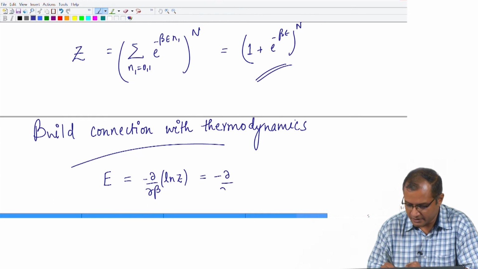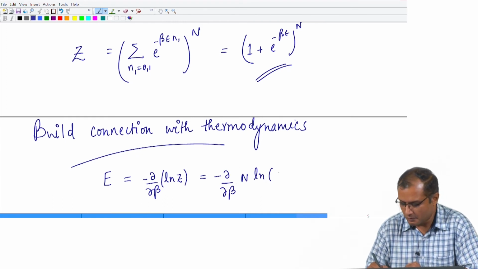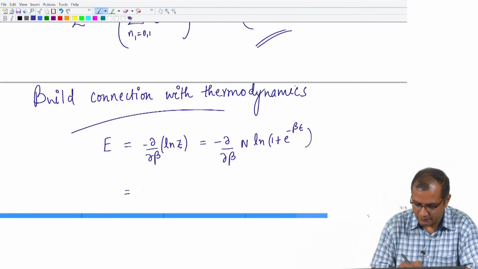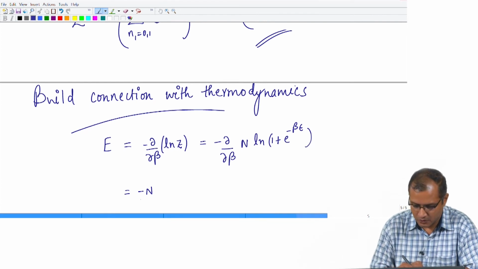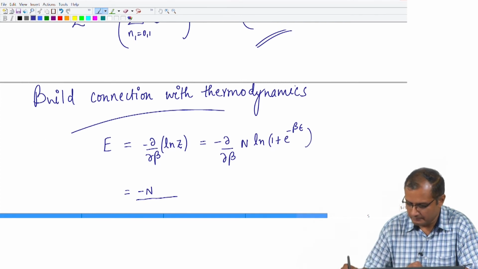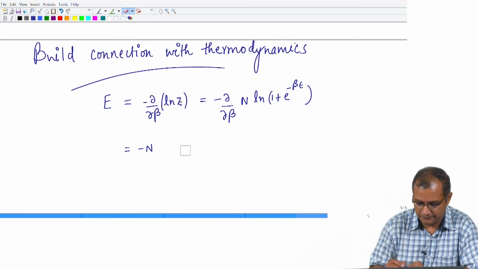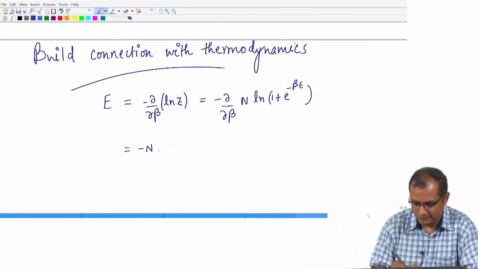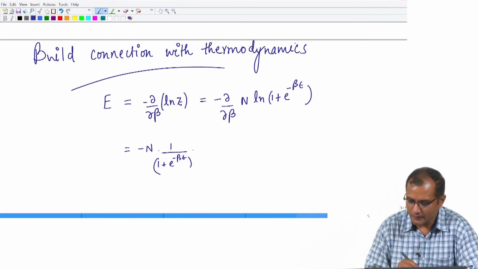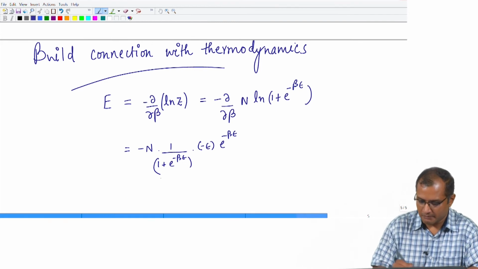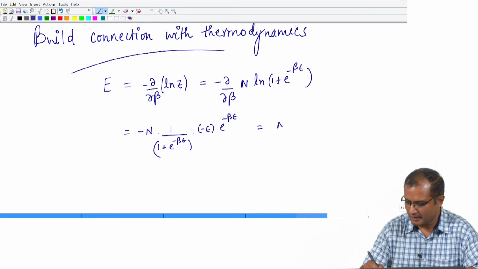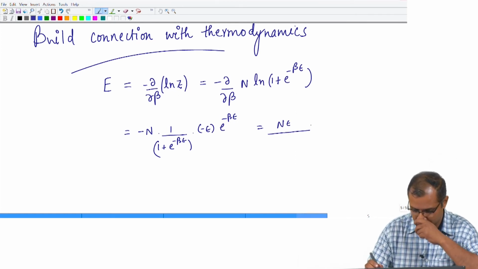So, ln Z is nothing but N ln(1 plus e raised to minus beta epsilon), and when you take the derivative, what you get is minus N over (1 plus e raised to minus beta epsilon) into minus epsilon into e raised to minus beta epsilon. Okay. So, this is nothing but N epsilon over (1 plus e raised to beta epsilon).